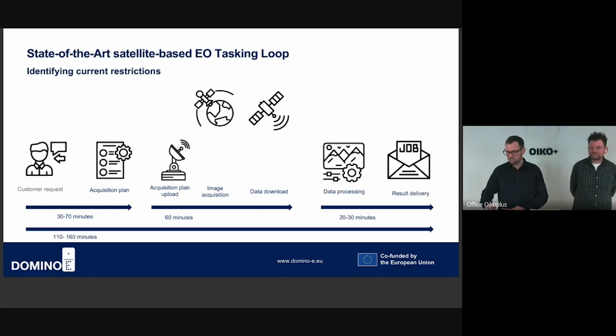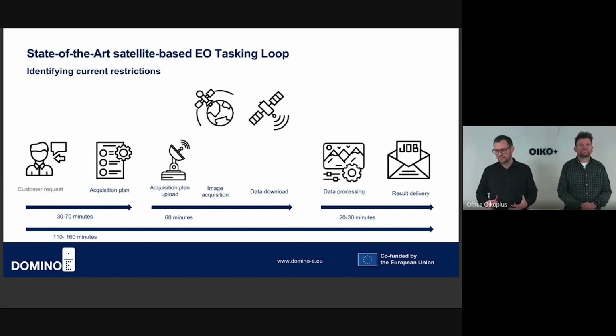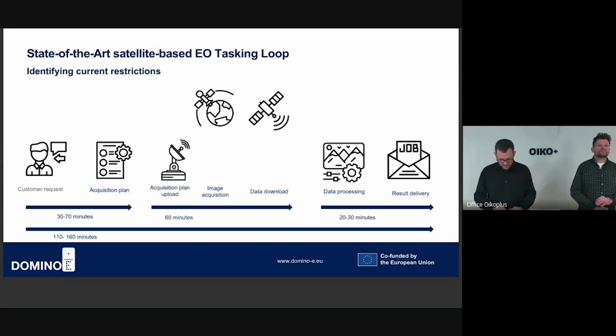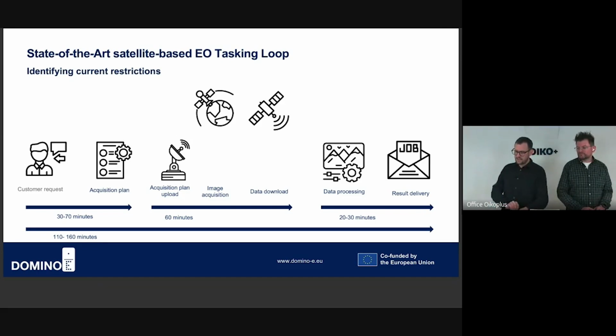And then the final part of this Earth observation tasking loop is to receive the data, to process the data, and then also to send this data back to the person who first made the customer request. And that's, again, another 20 to 30 minutes. So overall, this whole tasking loop nowadays takes, under optimal conditions, at least 2 to 3 hours. And that's, of course, acceptable for some, but maybe less acceptable for others.